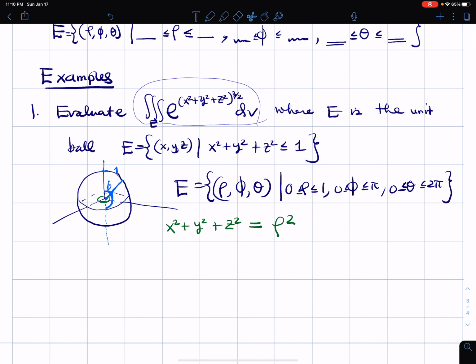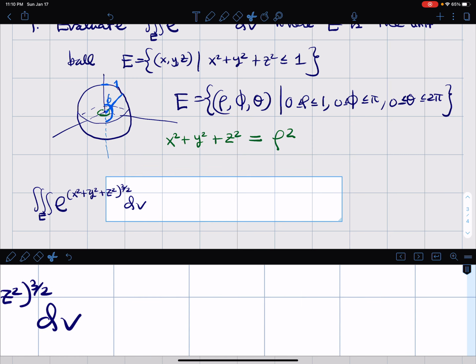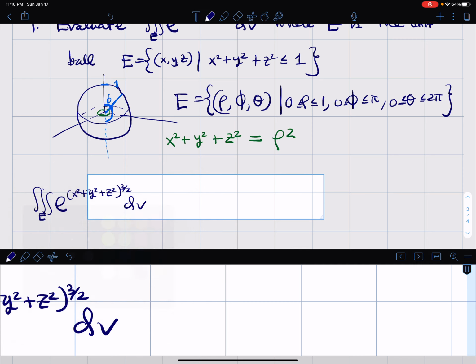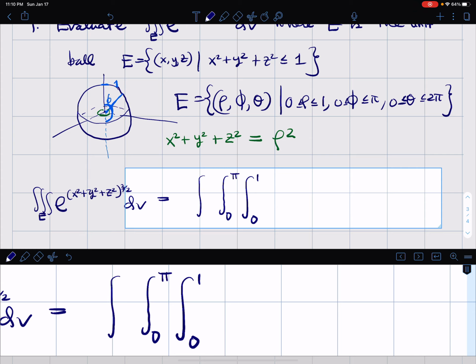So now, what do we have here? We have this integral. So this is how we set up the integral in spherical coordinates. We start with rho, rho goes from 0 to 1. And then phi goes from 0 to pi, and theta goes from 0 to 2 pi.